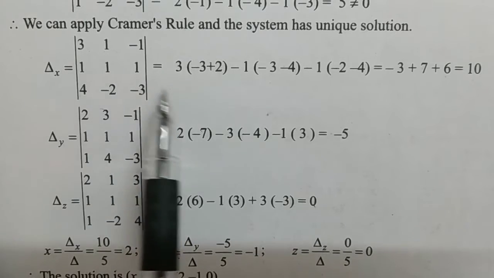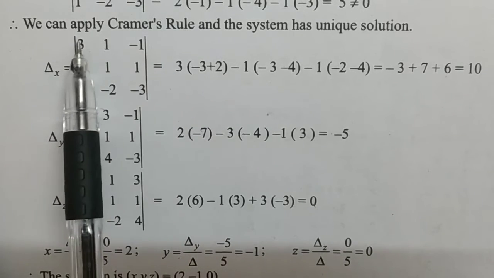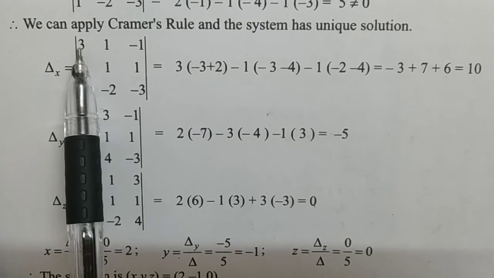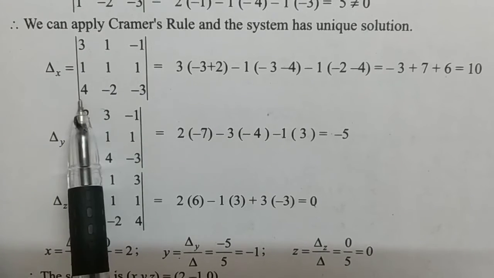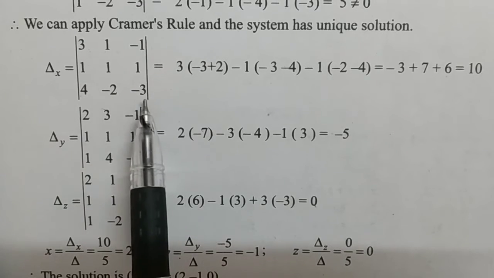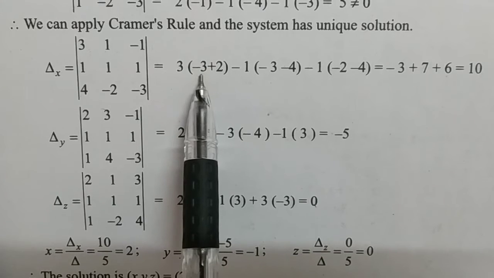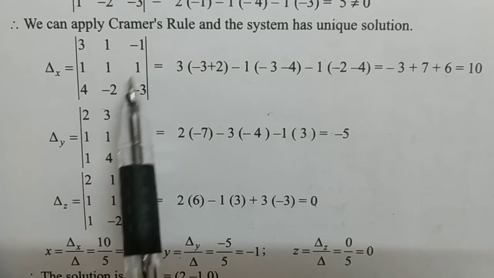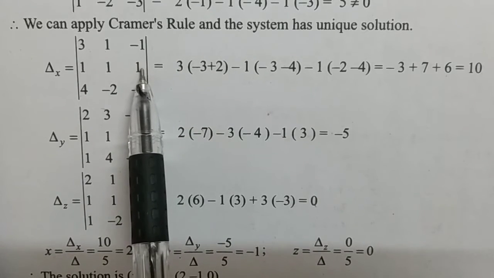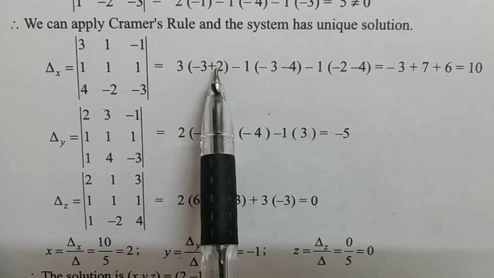What is the first element? 3. Neglecting the first row and first column, what is the remaining element? 1, 1, minus 2, minus 3. So 1 into minus 3 is minus 3, minus of minus 2 into 1. Already one minus is here, so we get plus 2.